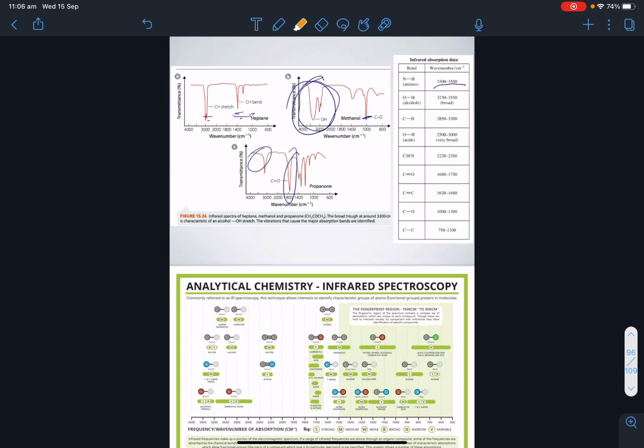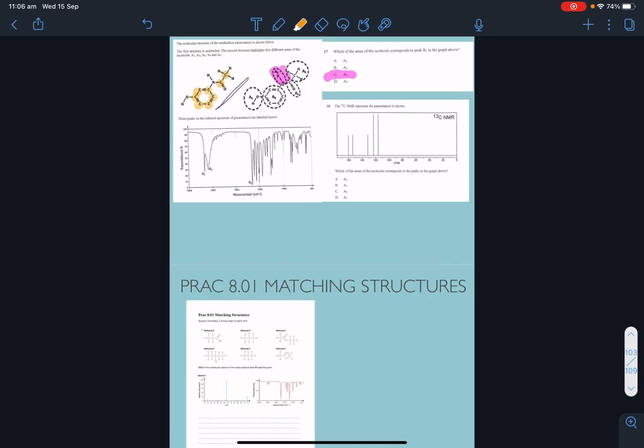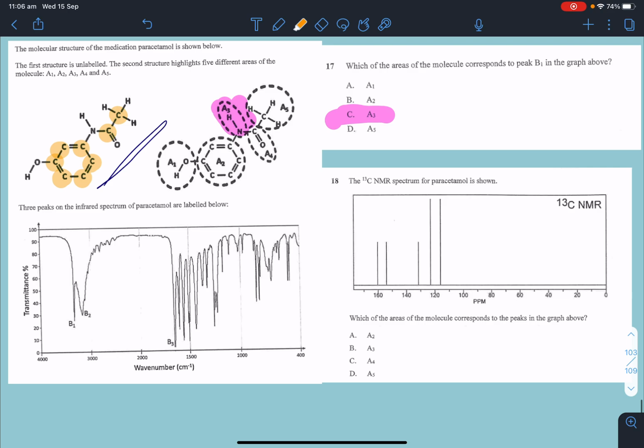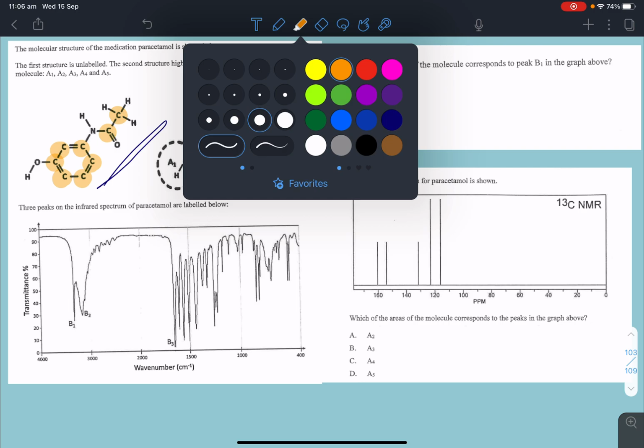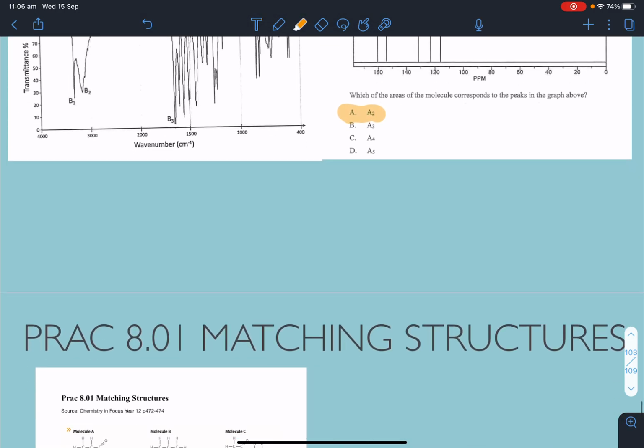I need to go right back down, don't I? Okay, I'm going to guess what area of the molecule has 1, 2, 3, 4, 5. I'm going to say it's A2. It's talking about that benzene ring there. Alright, that was a bit harder.